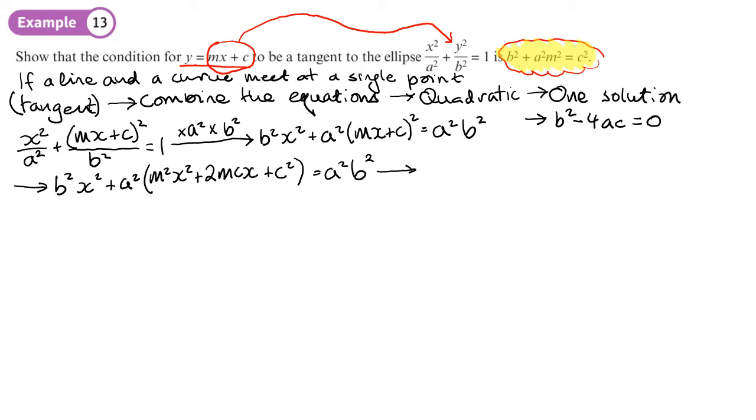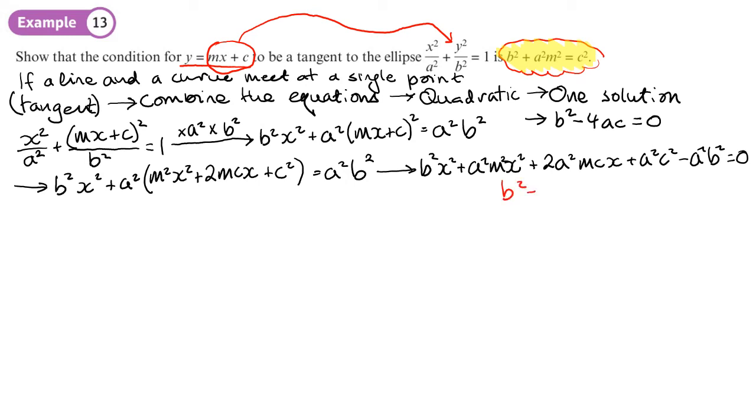So then multiply those other brackets and we'll get b squared x squared plus a squared m squared x squared. So they look like my coefficients of the x squared. Let's see what else we get. Plus 2a squared mcx plus a squared c squared, and then I'll move the a squared b squared over like this, so I can see my coefficients.